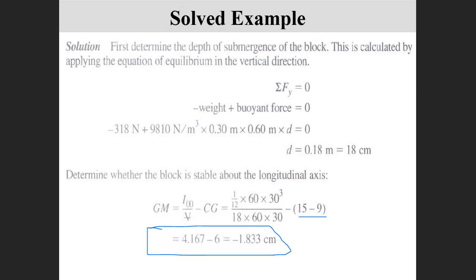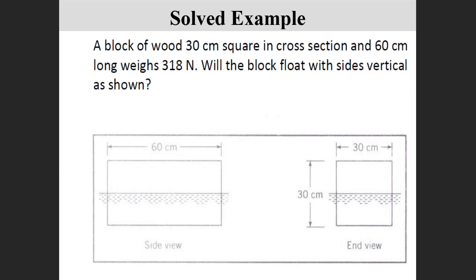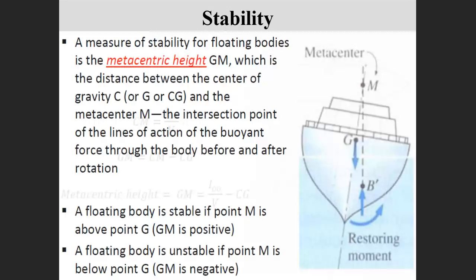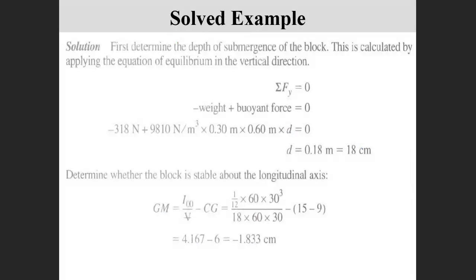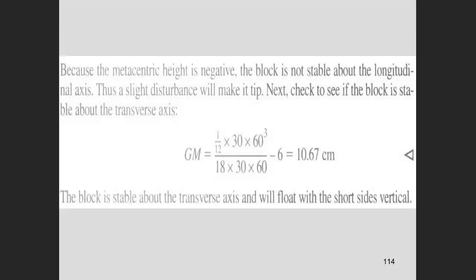So GM comes as what, guys? It's a negative value. That means what? GM is coming as a negative value. That means where is G, guys? Where is M, guys? Below. Because the metacentric height is negative, the block is not stable about the longitudinal axis. Thus, a slight disturbance will make it what?